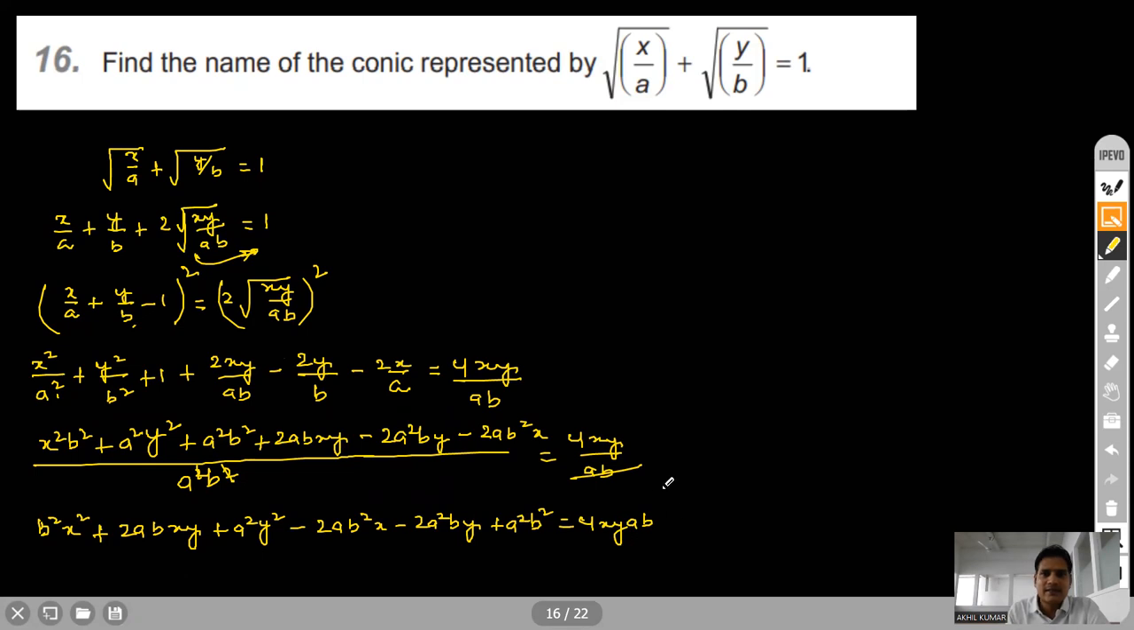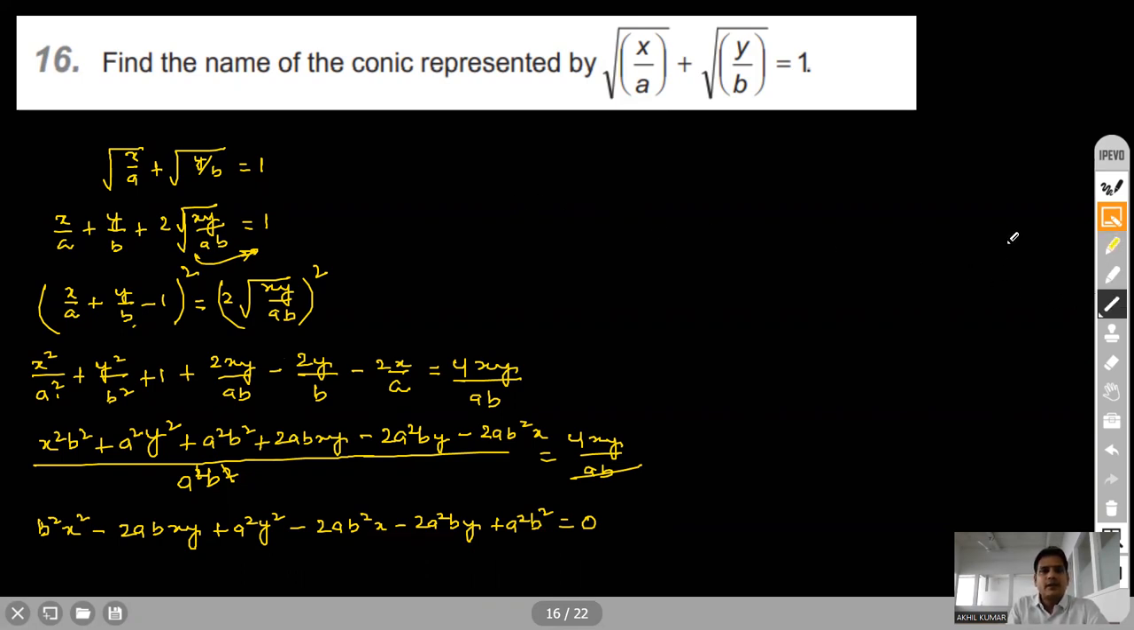So I'm taking this to the left hand side, and I'm writing it directly here. So this will be basically minus of 2ab. This term will become minus of 2ab into xy after taking it to the left hand side. So it will be minus 2ab xy is equal to 0. Okay, so this is what we got after doing all this.